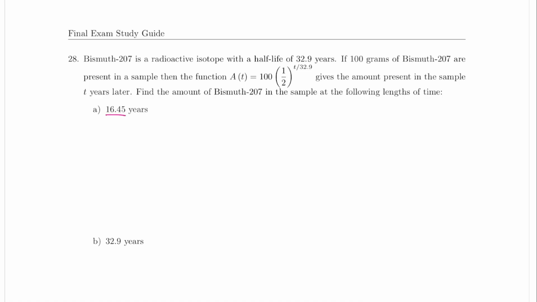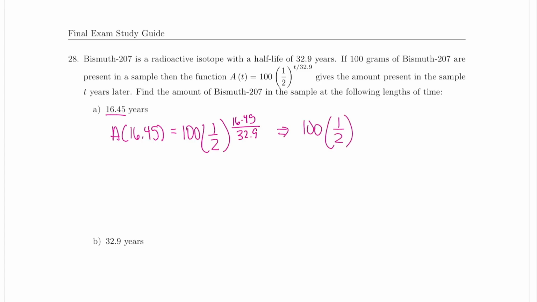So this is half of our half-life time. So all we do is plug in the 16.45 for t. So we're evaluating the function A at 16.45 years. So that's going to be 100 × (1/2)^(16.45/32.9), which is going to be the same thing as 100 times 1/2 to the 1/2 power. And that answer is going to be 70.71.